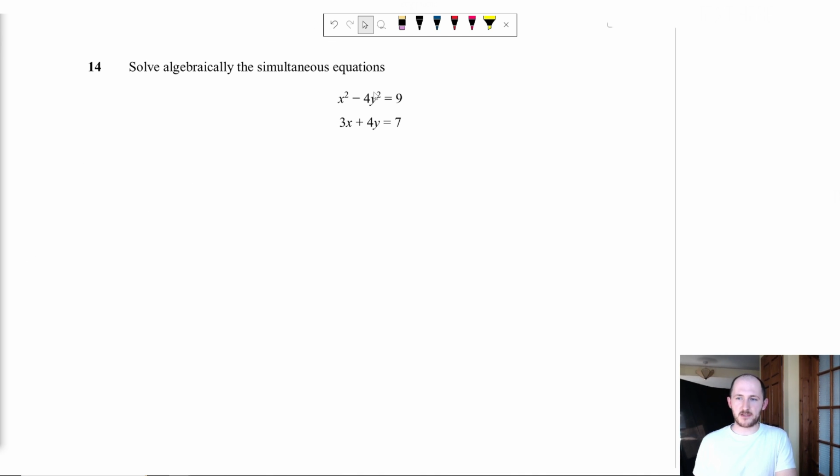So, how to solve quadratic simultaneous equations. They're easy? Well, to be fair, this one's a bit of a pain in the backside. To solve quadratic simultaneous equations, you have to use substitution. You can't eliminate. So you have to rearrange the linear equation. So in this case, I might rearrange it for y. So y equals 7 minus 3x.